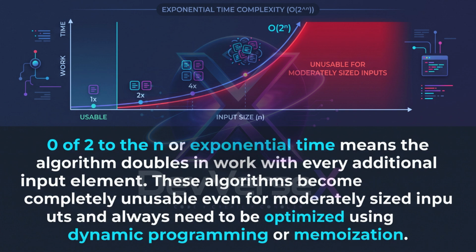O(2^n), or exponential time, means the algorithm doubles in work with every additional input element. These algorithms become completely unusable even for moderately sized inputs and always need to be optimized using dynamic programming or memoization.